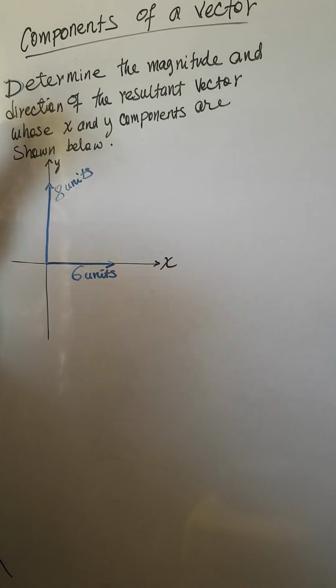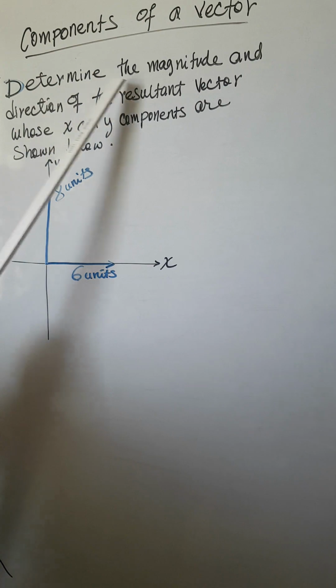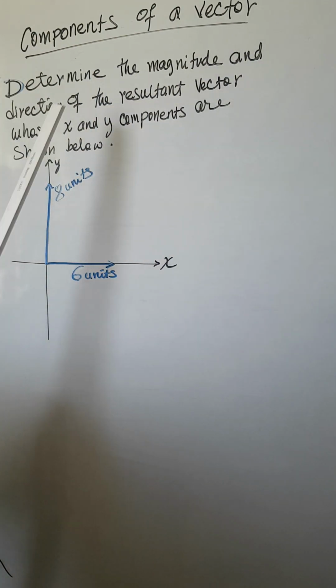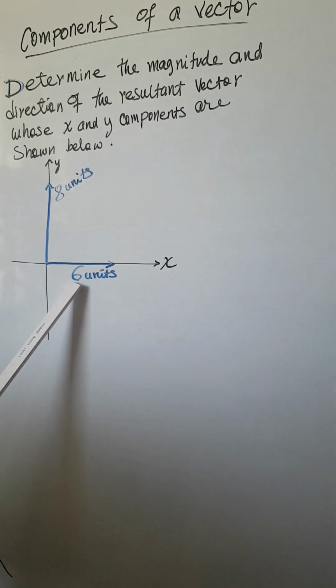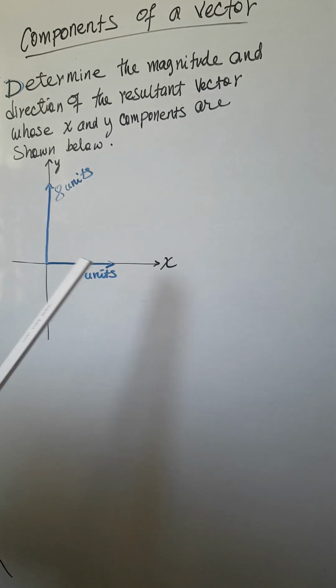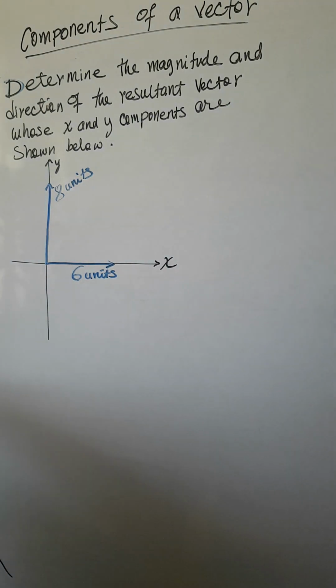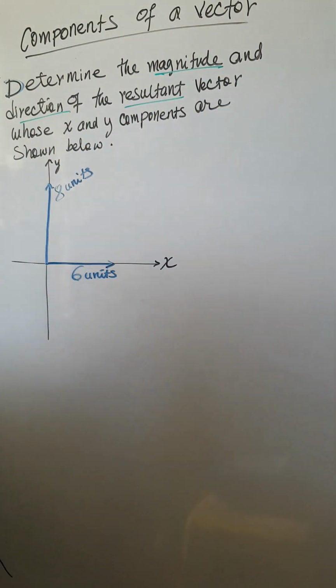We have another example which says: determine the magnitude and direction of the resultant vector whose x and y components are shown below. Here in the xy plane, 6 units of x component is shown, and 8 units of y component is shown. So we are asked to find the magnitude and direction of the resultant vector.